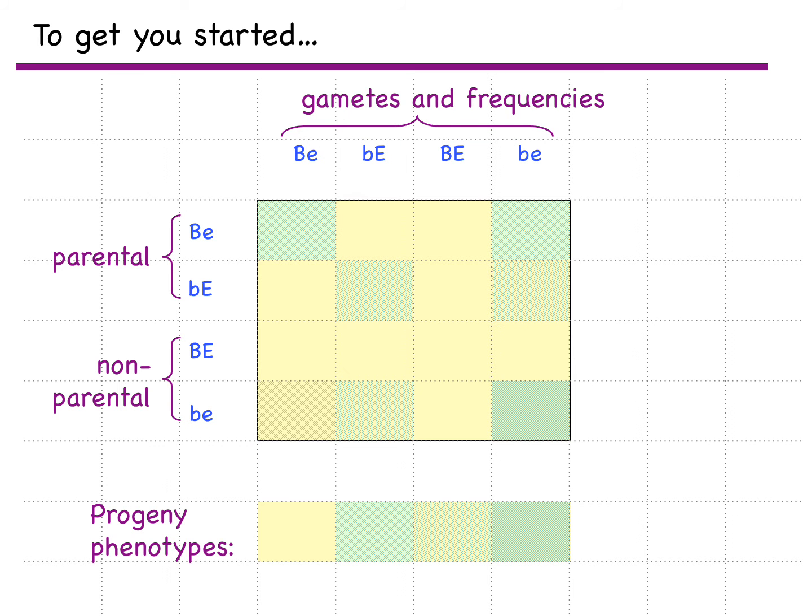Okay, so the way you do this is you create a Punnett square just as you've done in the past. And basically what you want to do is write all the different gamete types that you'd expect to get out of this cross. So those are all written on here for you.